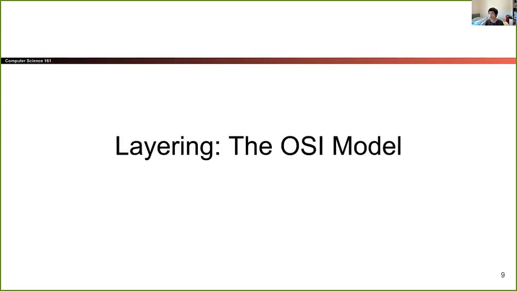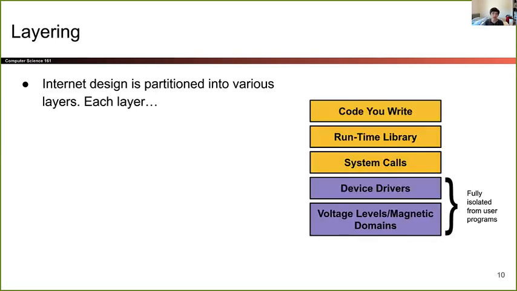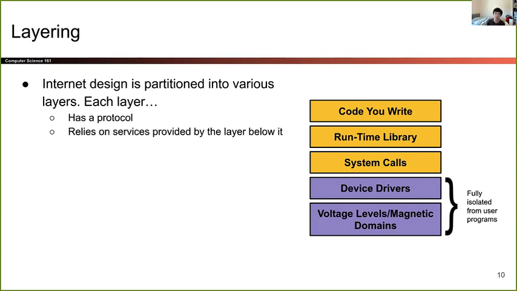Okay, awesome. So now that we've talked about protocols, we're going to talk about how we layer these protocols together. And this is all going to go into something that we're calling the OSI model. So when we layer layers together, we say that each layer has a certain protocol. So each layer communicates things in a certain way. Each layer is going to rely on services that are provided by the layer below it. And each layer is going to provide services to the layer above it.